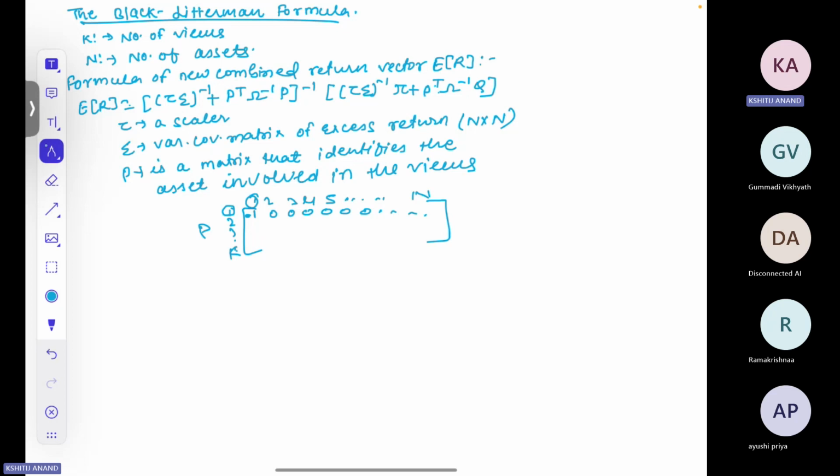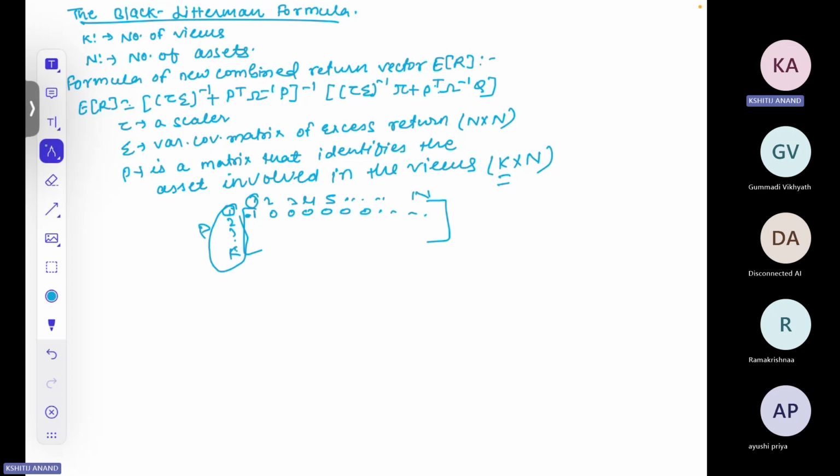Okay. So we will see in detail how we make the P matrix, and the size of P matrix is k into n. So basically k views: how many views you have given, so this is k number of views, and for n assets. So first asset, second asset, third asset, right? So this is the k into n matrix.